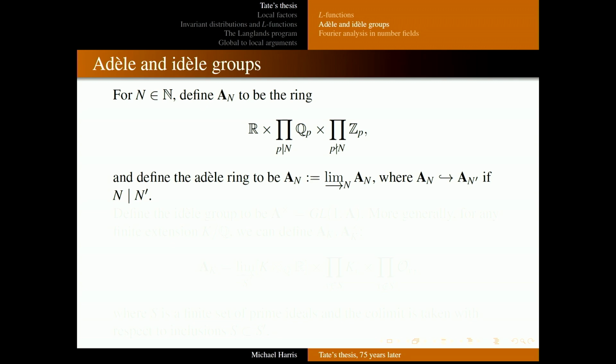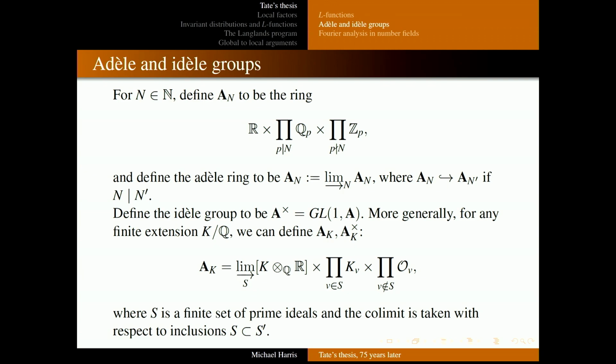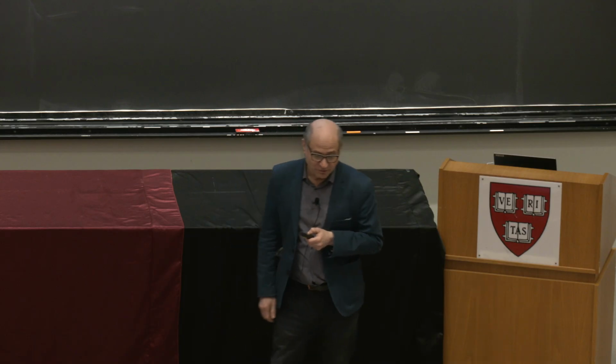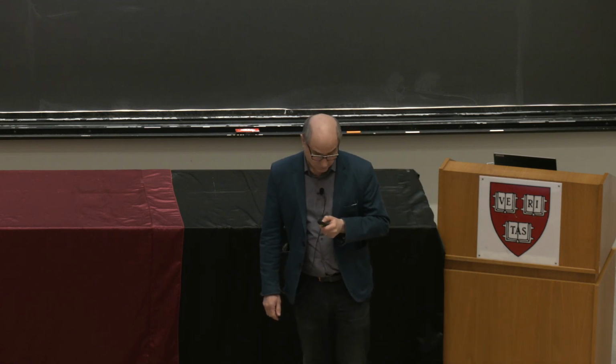abstract harmonic analysis. The Adele group is the multiplicative group, and we can define more general Adele groups for finite extensions of Q, or of function fields, which will also be part of the story. And here S is a finite set of prime ideals, and the colimit is taken with respect to inclusions.